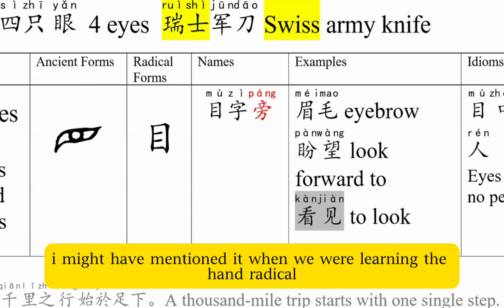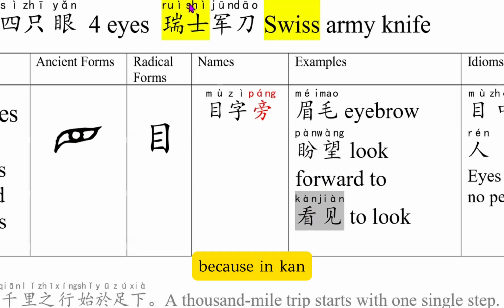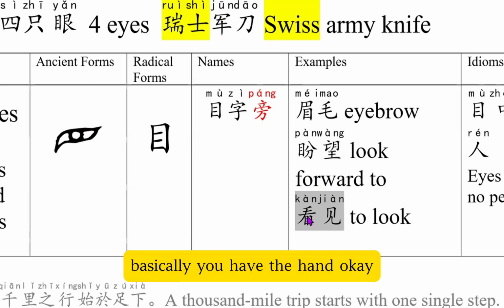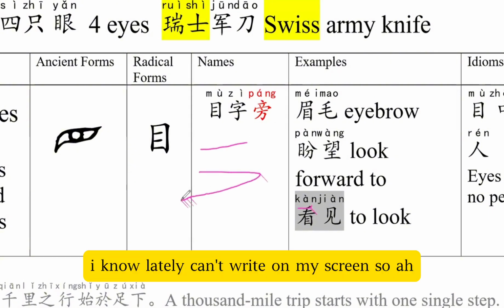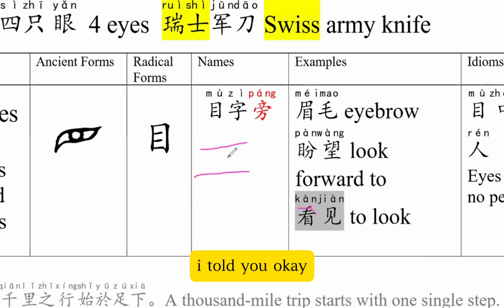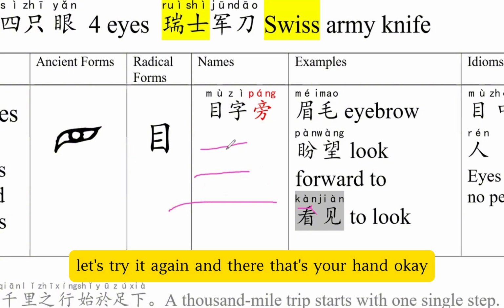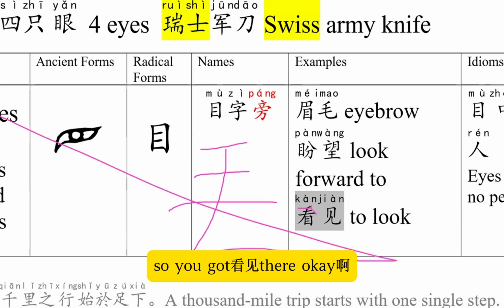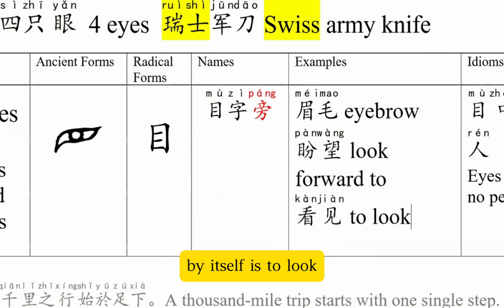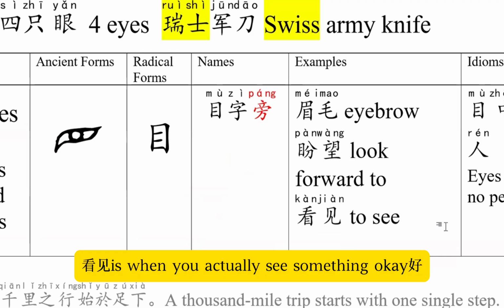那最后一个 is a common word, you probably mastered it already, is 看, 看见. Now in 看 actually, I might have mentioned it when we were learning the hand radical, because in 看, basically you have the hand. Let me write it like really big so you see. I know lately can't write on my screen. So I told you. Okay, let's try again. And there, that's your hand. Okay, so your hand on your eyes, that's to look. 看 so you got 看见 there. Okay, and also sorry, 看见 should be to see. So let me just change that. 看 by itself is to look, but 看见 is when you actually see something.